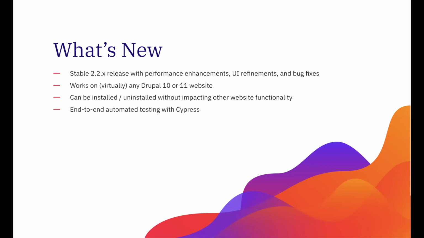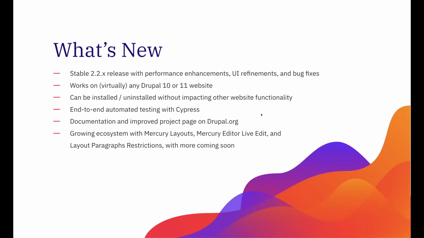There's end-to-end automated testing on the 2.x branch using Cypress that runs on every single commit. Documentation and an improved project page on Drupal.org, as well as some documentation about the overall ecosystem for Mercury Editor. Again, that ecosystem is growing with Mercury Layouts. Worth pointing out just briefly, Mercury Layouts does not have a hard dependency on Mercury Editor. So in theory, those layouts work for other systems like Layout Paragraphs or even just the Layout API, although we are certainly optimizing those layouts and focusing that work on Mercury Editor. Mercury Editor Live Edit and restrictions, which I touched on just a second ago.